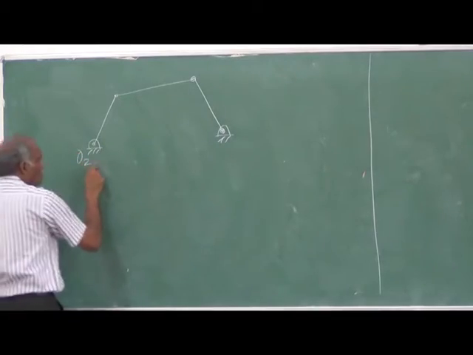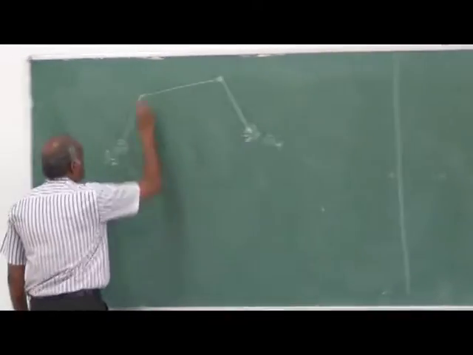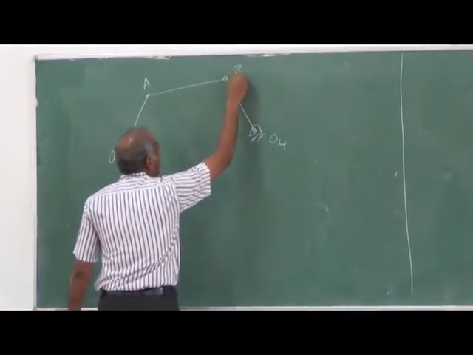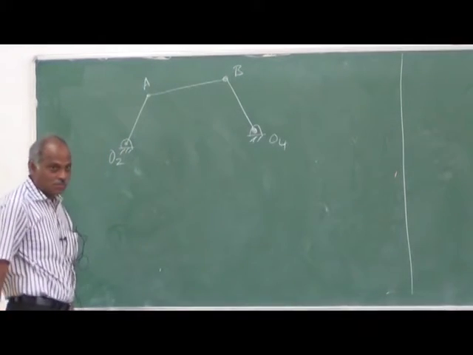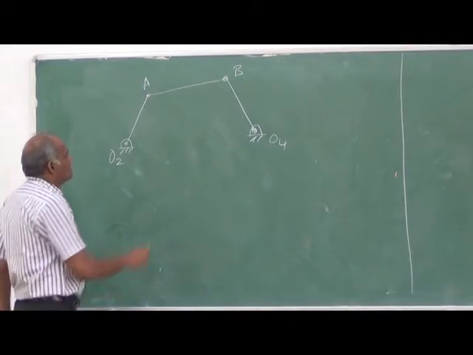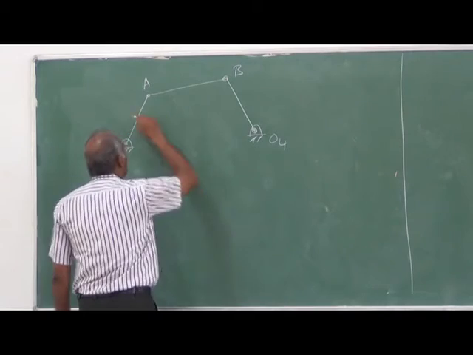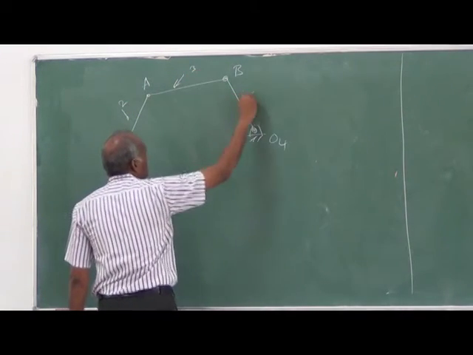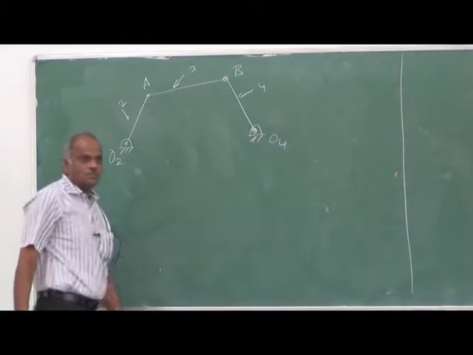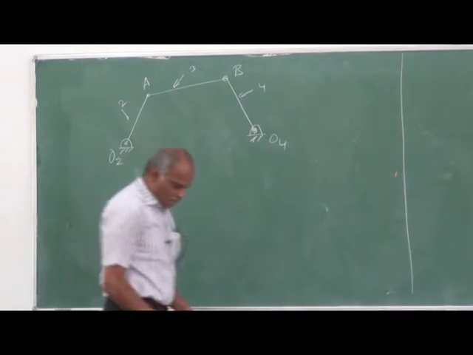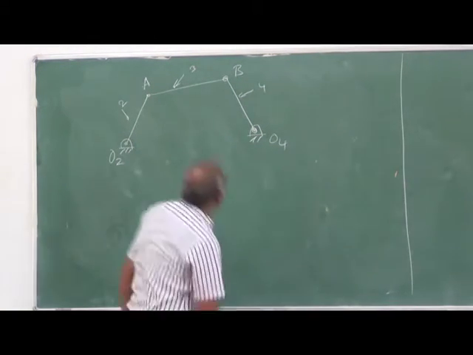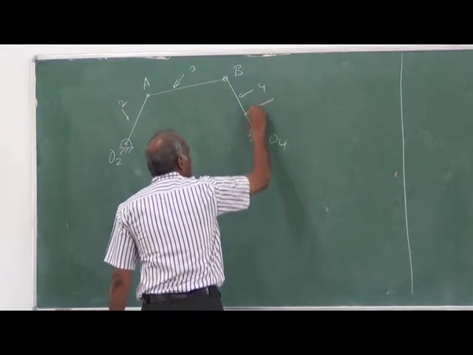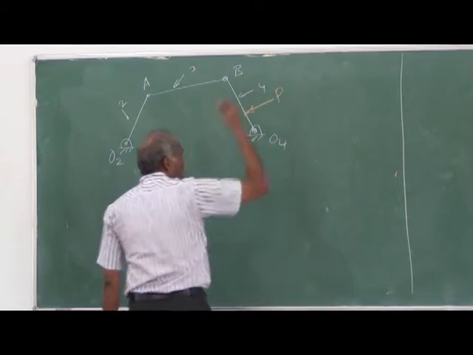This is O2, this is O4, this is point A and this is point B. Then this is linkage 2, this is 3 and this is 4. Here an external force of P is applied.